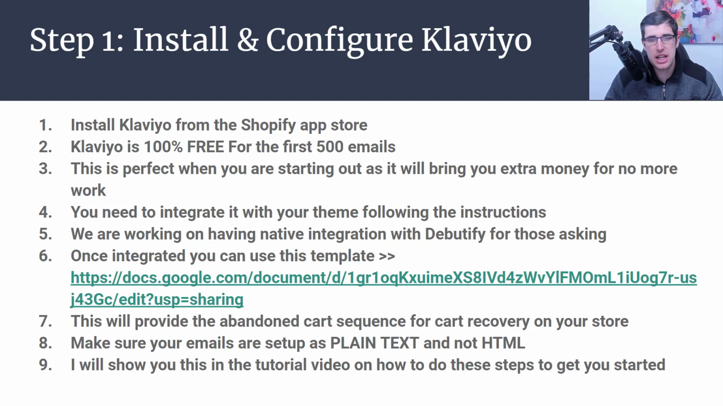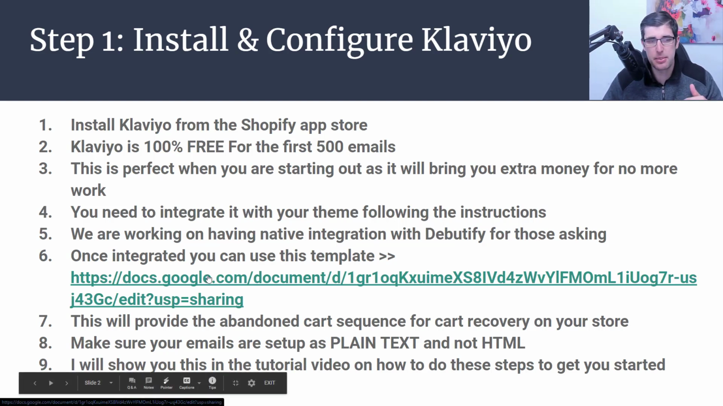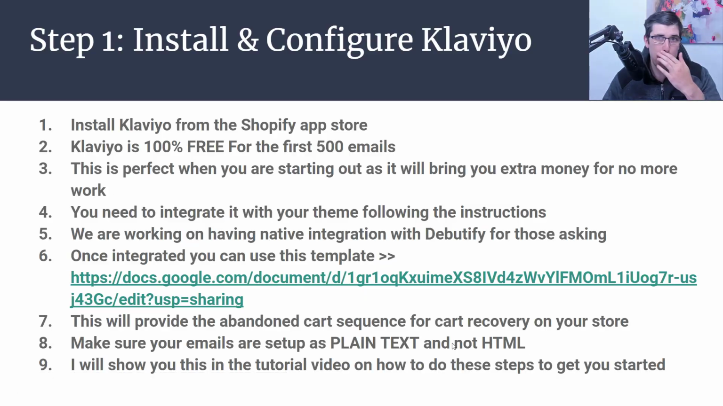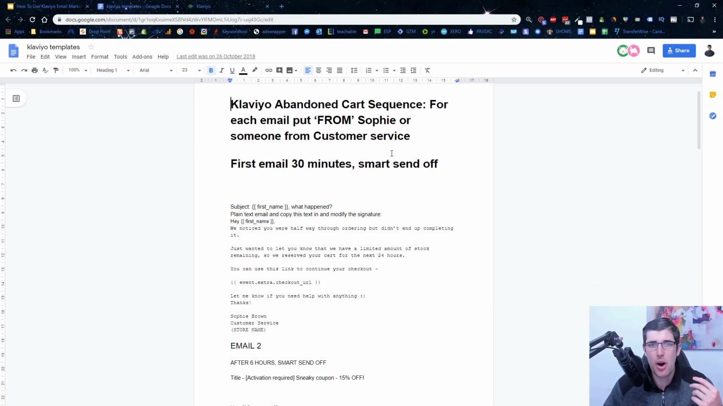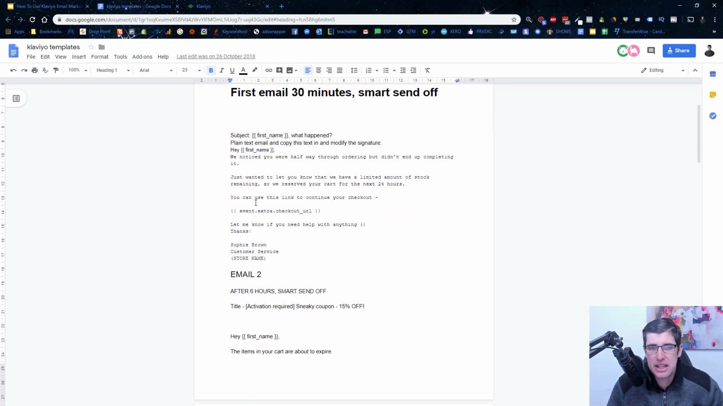So this here is the template, and I'll open that up in a moment. This is going to provide you the abandoned cart sequence for the abandoned cart recovery on your store. Make sure your emails are set up as plain text and not HTML. The name Sophie, I want to make clear, can be anyone. If you're a men's store, you might want to change it to a male's name. If you're a women's store, you might choose another female's name. I just chose Sophie. It's just a name that sticks in my head, no other reason. So basically, you just follow this.